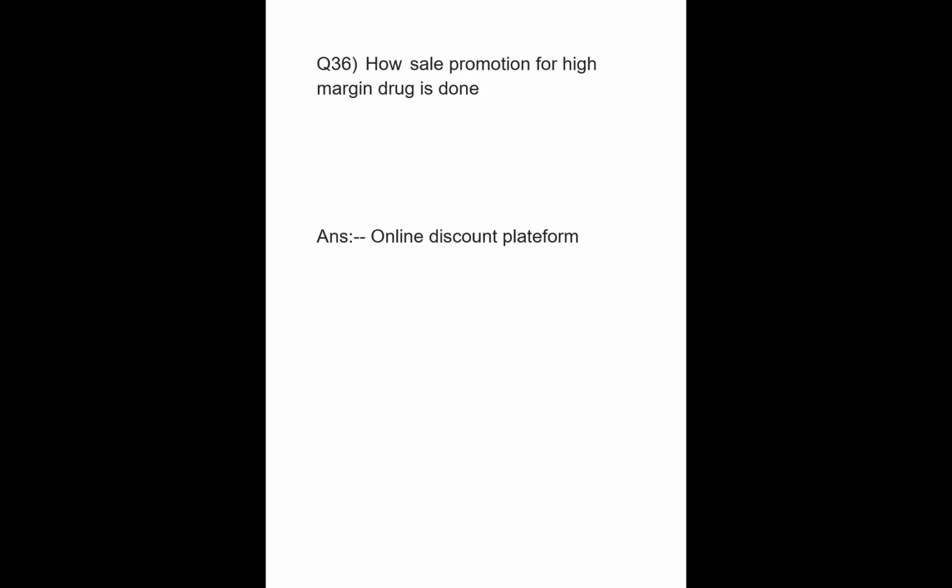How is the success of a new drug launch in the market checked quantitatively? In order to check the success of a newly launched drug quantitatively, we can take the sales growth data, and by means of that we can check the success of the new drug. How is sales promotion for a high margin drug done? For a high margin product, particularly the online platform is used. On the online platform they provide a discount, so this is the sales promotion technique for high margin drugs.